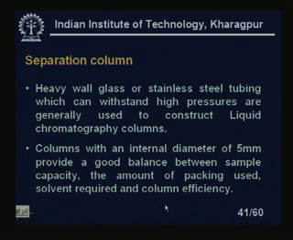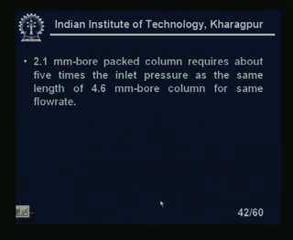Columns with an internal diameter of 5 mm provide a good balance between the sample capacity, the amount of packing used, the solvent required and column efficiency. A 2.1 mm bore packed column requires about 5 times the inlet pressure of the same length of 4.6 mm bore column for the same flow rate.